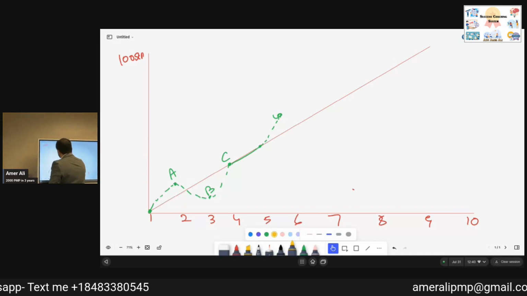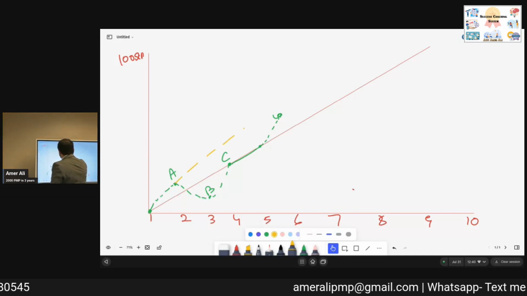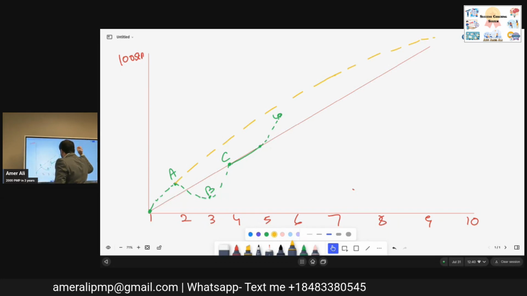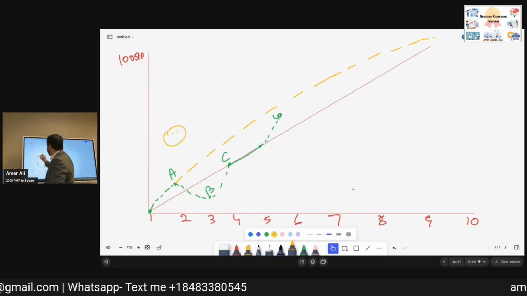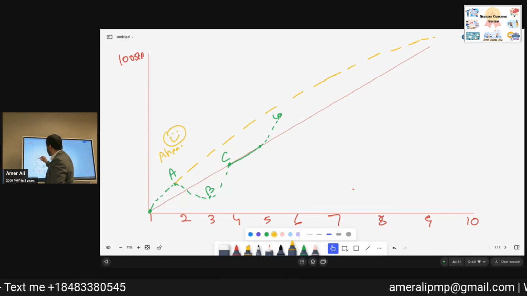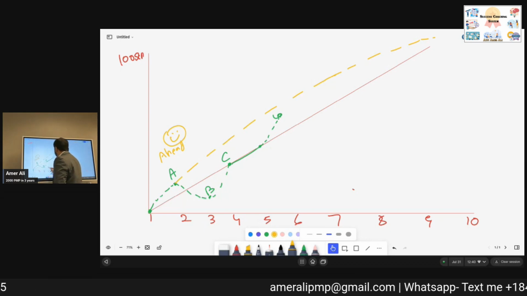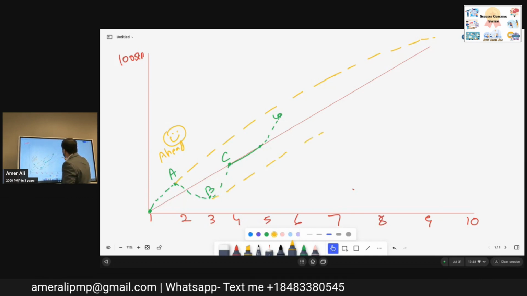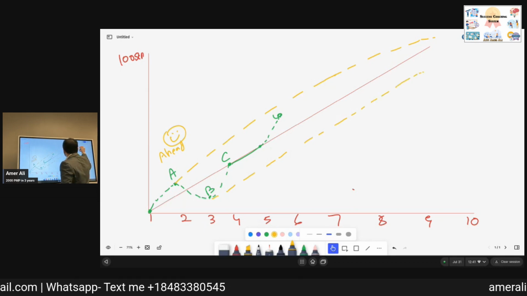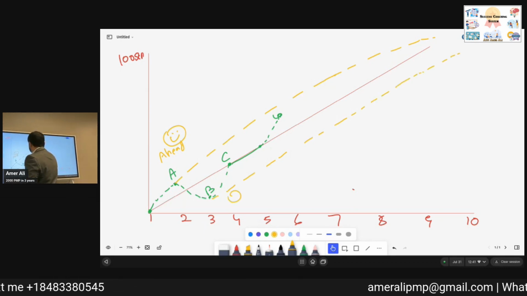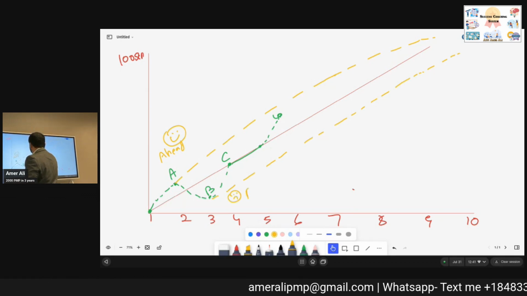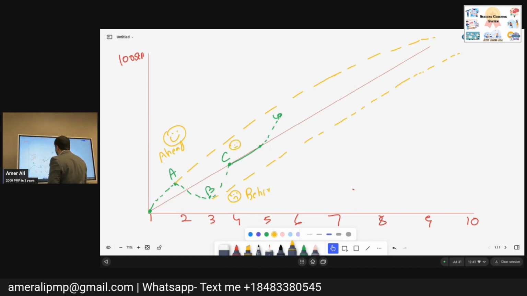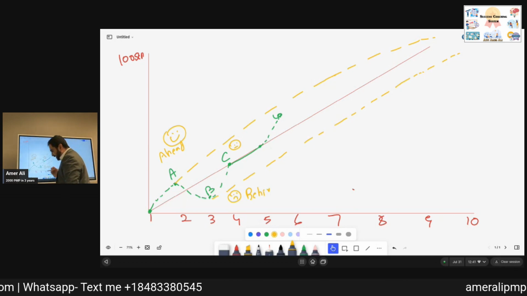I will extrapolate it. If I can do A, I will be able to do more work in this time. A is ahead. B, if I extrapolate B, I will not be able to do that much work in that time. Behind. C is on schedule. Okay? On schedule.